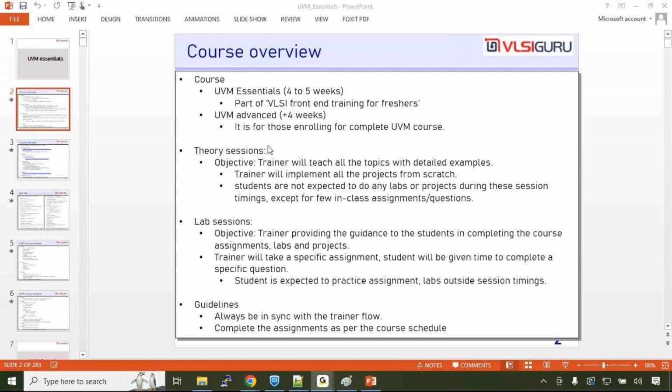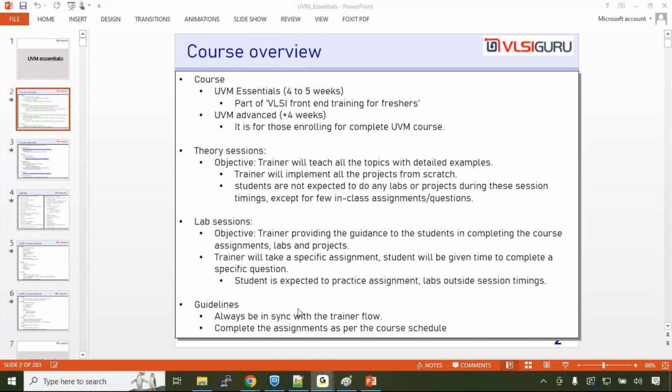It is for those who enroll for the complete UVM course. Generally, for a fresher, this essentials is sufficient. It covers all the important things that are required for a fresher. I mean, sufficient for 1 to 2 years experience. Up to 2 years experience, this is sufficient actually. You know how we do theory and lab sessions, right?